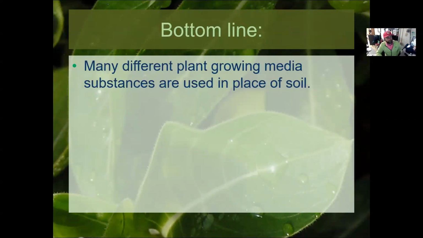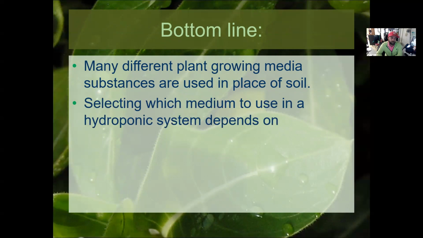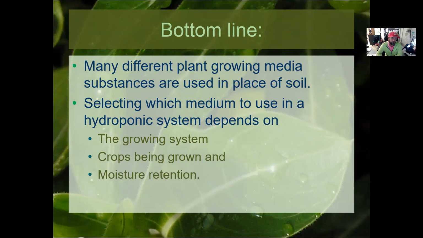And the bottom line here is many different plant growing media substances are used in place of soil. Selecting which medium to use in a hydroponic system depends on the growing system, crops being grown, and moisture retention.